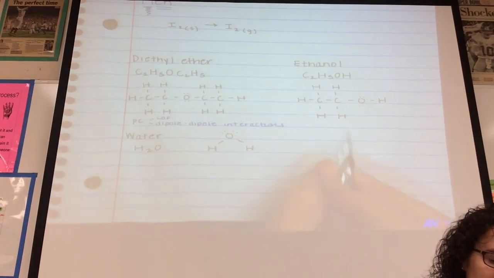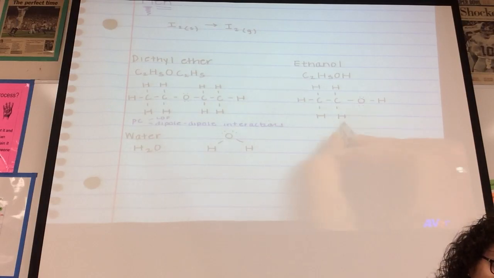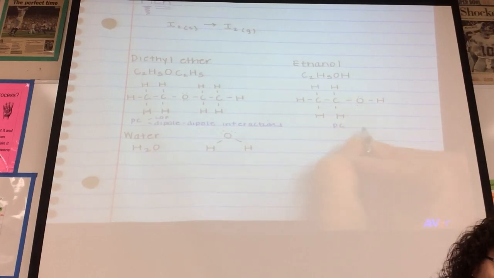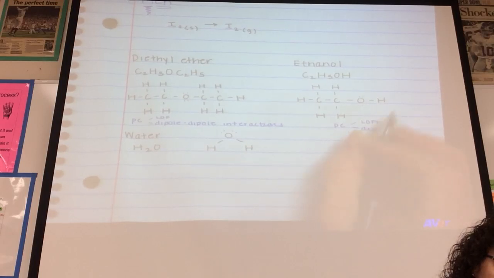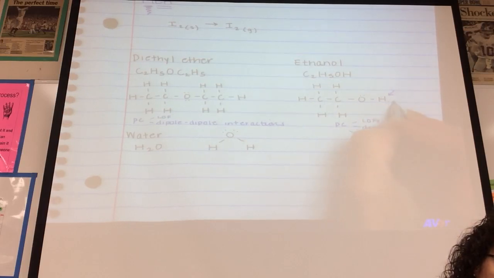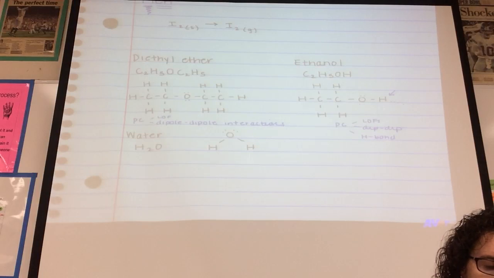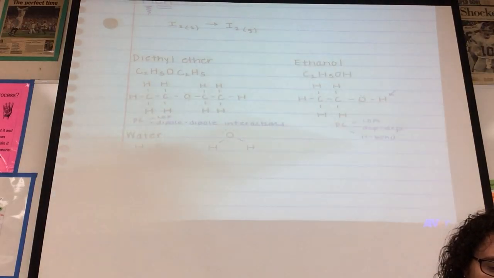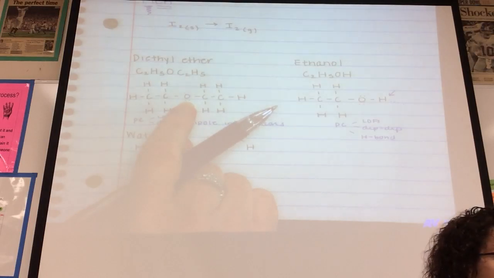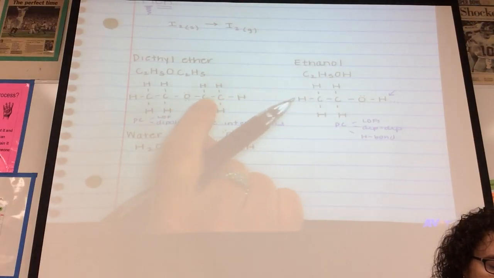All right. Here's ethanol. Ethanol is also polar covalent. This has LDFs, dipole to dipole, and it has hydrogen bonding capability because this hydrogen right here can hydrogen bond with other ethanol molecules, etc., because you only have ethanol. Diethyl ether does not have an H capable of hydrogen bonding because the H's are all linked to C's.